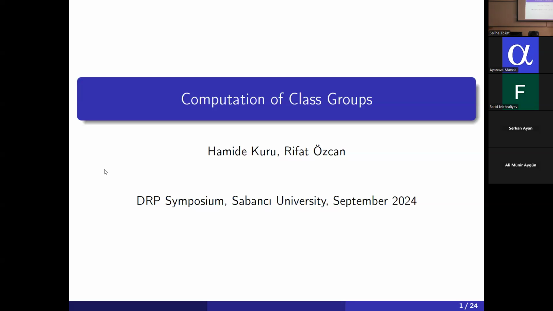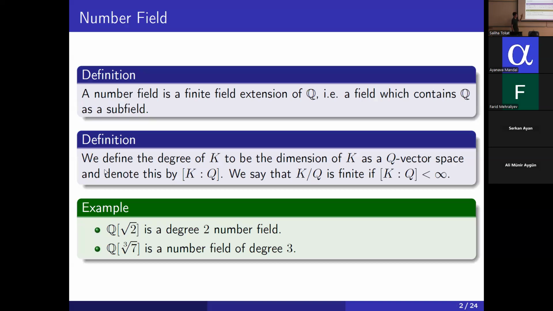Today we'll talk about the computation of class groups first. Before going into the computation of class groups, I would like to overview some essential points of number fields. First, what's a number field? In algebra, as you know, we have fields, and here we extend the field Q in a finite form. Then we call it a finite field extension. Here we also define the degree of the field. We see the number field as a Q vector space and its dimension as the degree. Here, as you see, there are two examples of number fields of different degrees.